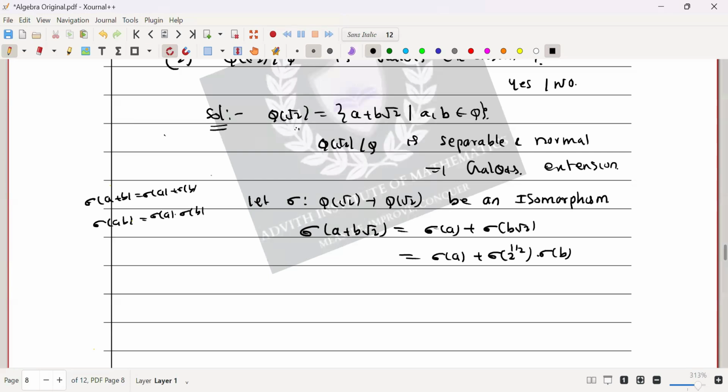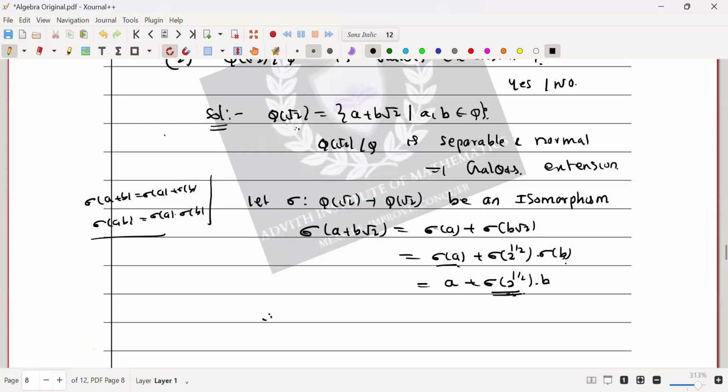So I need to apply these two here. So sigma of a into b is equal to sigma of a into sigma of b, right? So here a and b belong to Q, sir. Since sigma fixes Q, sigma of a is equal to a, and the image is a plus sigma of 2 power 1 by 2 into sigma of b, which is equal to b. So our aim is to find the image of this one. Based on the image of this one, we can find the number of automorphisms.